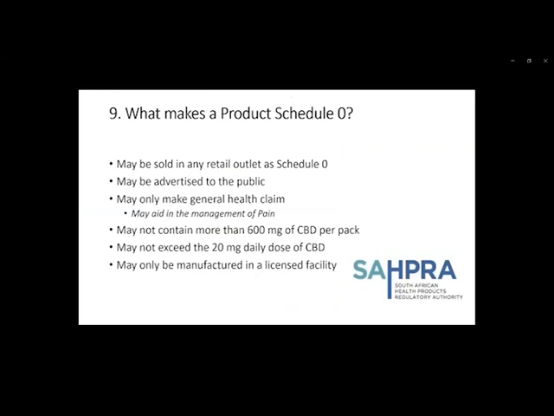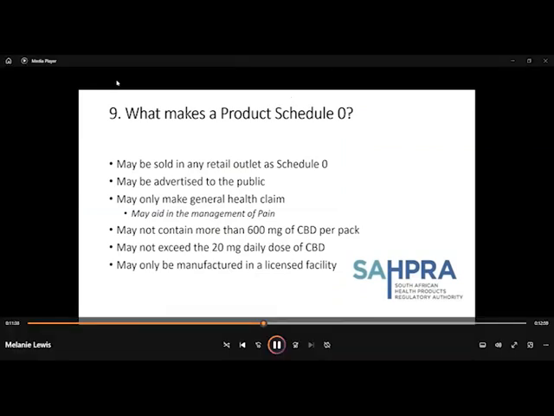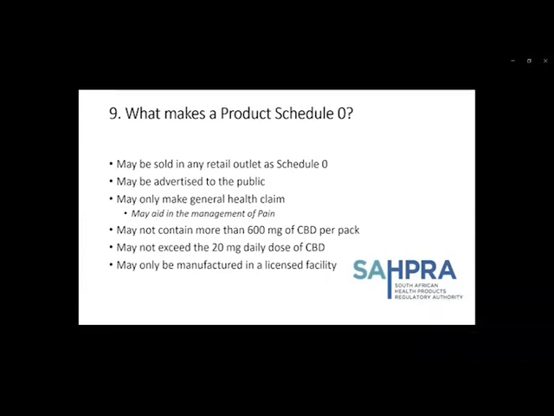For the purposes of this training session, we're going to be focusing on Schedule 0 because that's relevant for our Cannafrica CBD products. A Schedule 0 product may be sold in any retail outlet as a Schedule 0. It may be advertised to the public, and it may only make a general health claim. So they can say things like "may aid in the management of pain." They cannot say "will decrease pain." It's a direct claim, not a general claim, and that's not allowed by the South African Health Products Regulatory Authority.